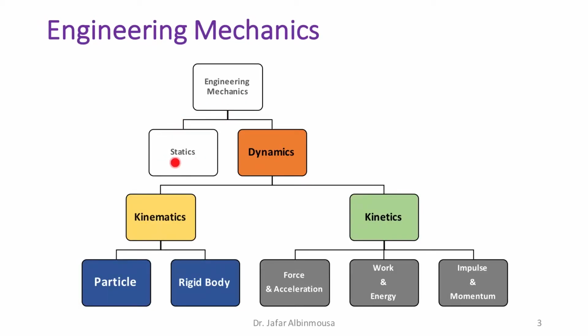Now, engineering mechanics has two branches. The first one is statics, and the second one is dynamics. In statics, we deal with the equilibrium of body. Summation of forces equals zero. Summation of moment equals zero. And this is exactly what you covered in Statics, Civil Engineering 201 course.